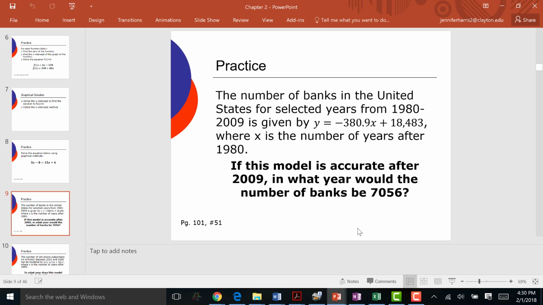So remember, right here, make yourself a reminder: this is the number of years after 1980. Well, what year is that? 2010. How did you get that answer? You just added 30 to 1980. So now you must add 1980 plus 30, which is 2010. So in what year were the banks 7,056? In the year 2010.